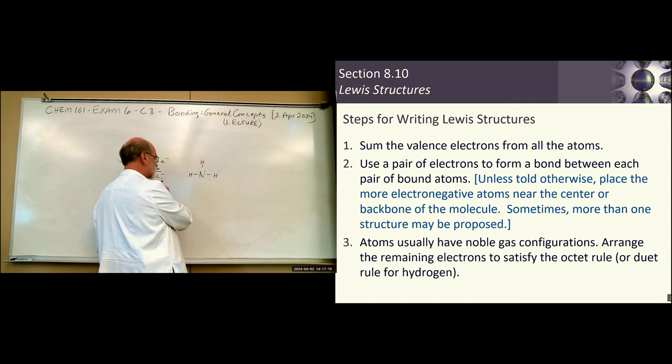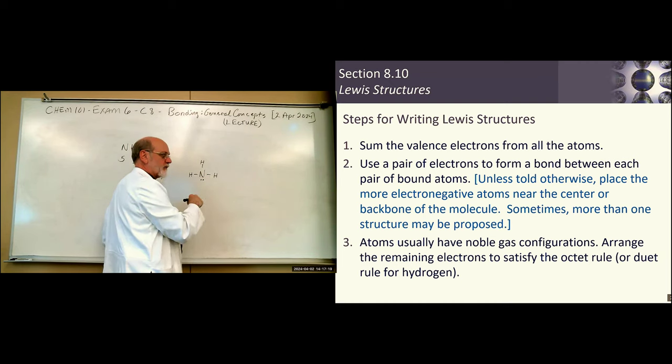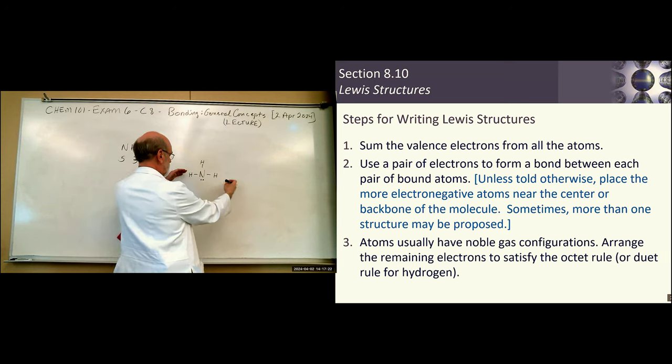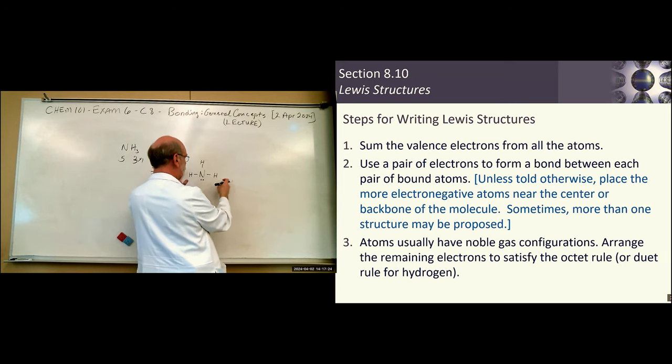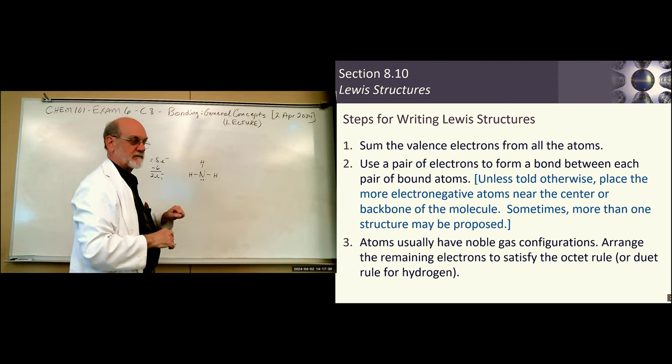So the 2 extra electrons we have go around the central atom, and you work your way from the outside in. So if you have extra electrons, you say, can I put any on this one or this one or this one? No. So you move in, they have to go on nitrogen.